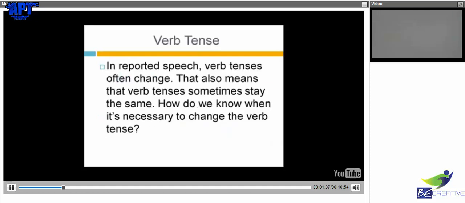Now let's talk about verb tense. In reported speech, verb tenses often change. That also means that verb tenses sometimes stay the same. How do we know when it's necessary to change the verb tense? Let me give you some guidelines.